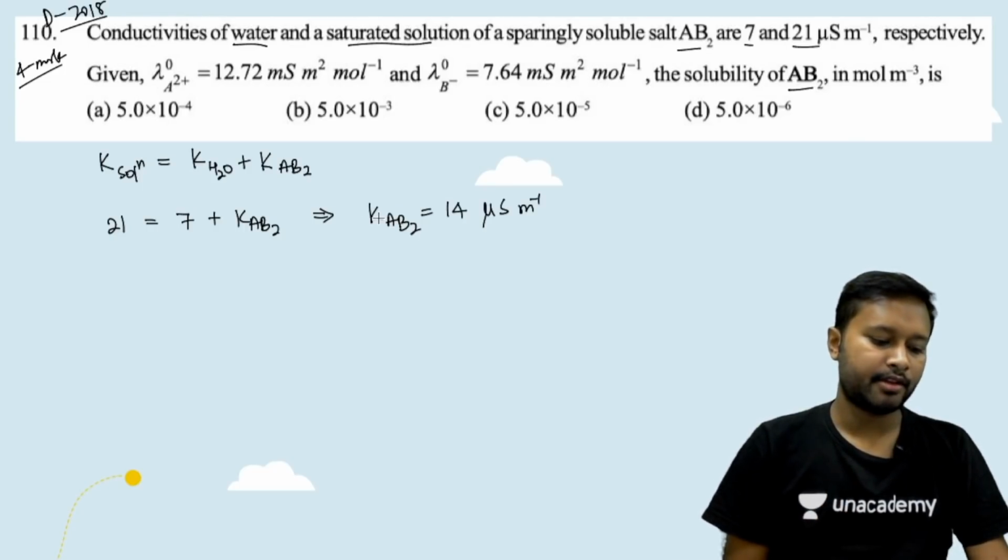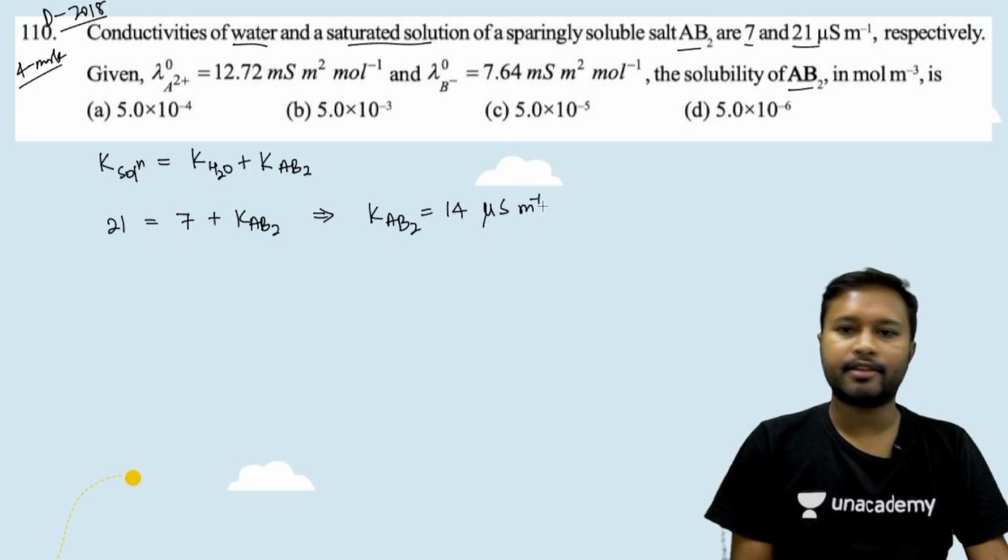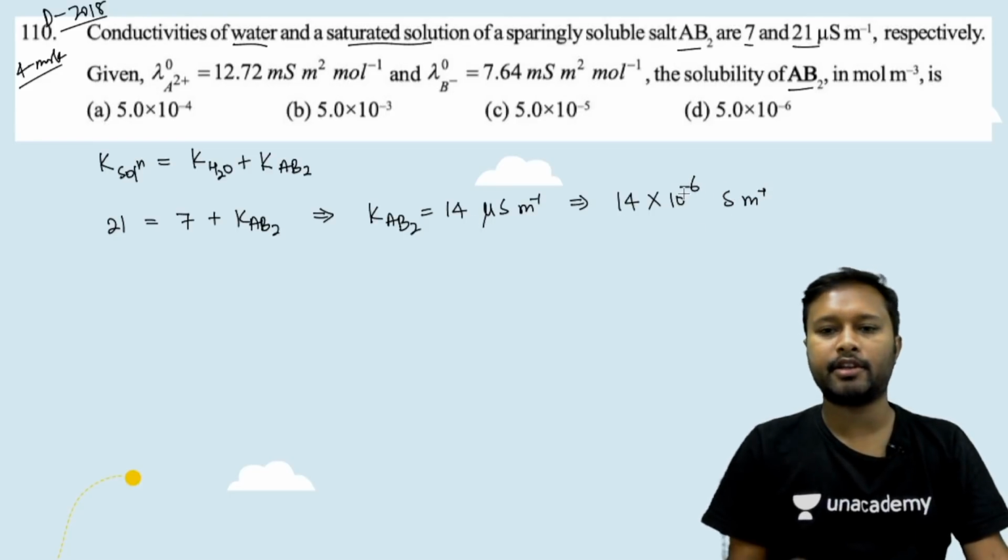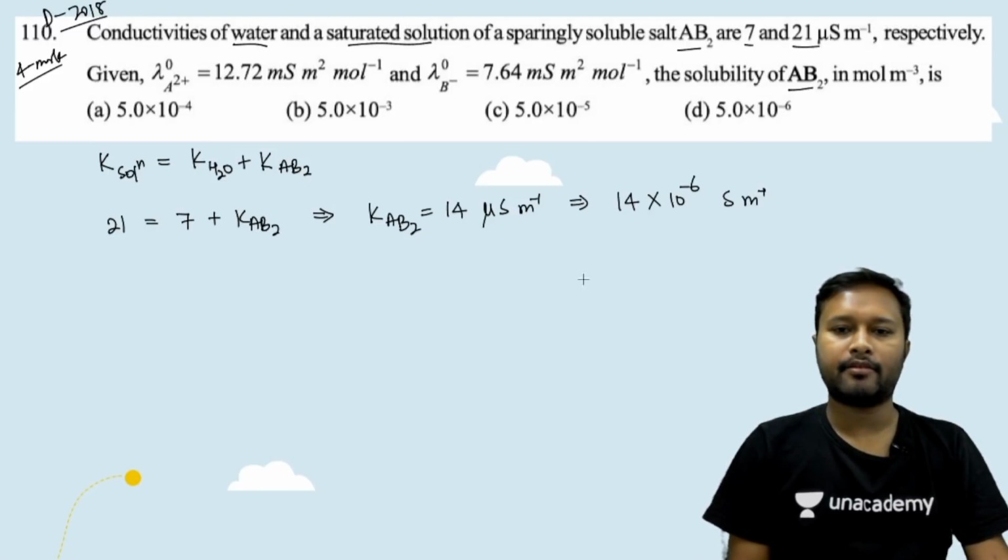Now once we have done this, you have to convert this into Siemens, because that is going to be the standard value. So 14 into 10 to the power minus 6 Siemens per meter. So microsiemens has been converted into Siemens. So that's what we have got.